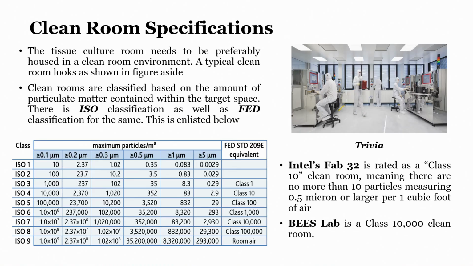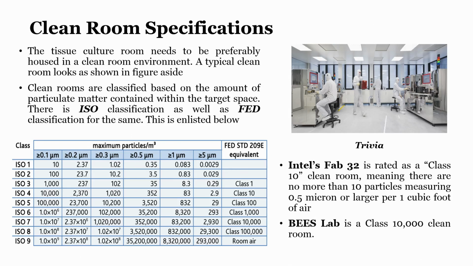If you talk about Intel Fab 32, it is rated as a class 10 clean room, meaning there are no more than 10 particles measuring 0.5 micron or larger per 1 cubic foot of air, while the laboratory, that is my laboratory, is a class 10,000 clean room, right. That is what we have discussed, and this is how the ISO classes are there.